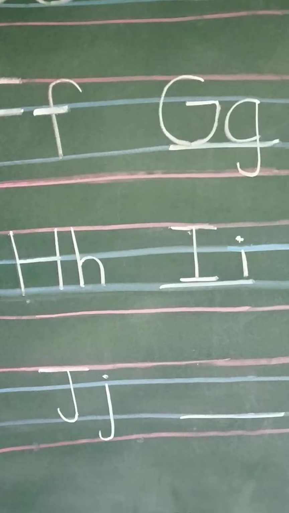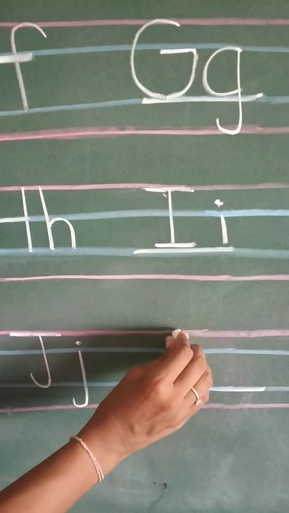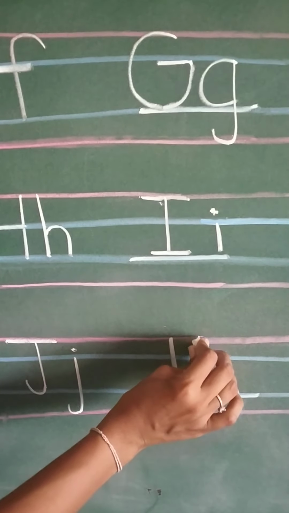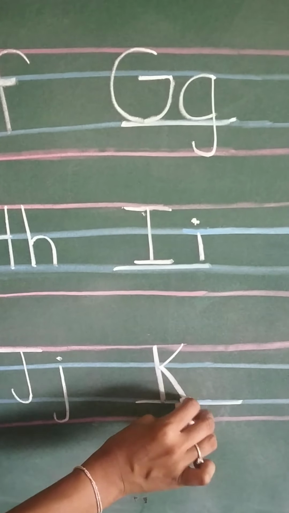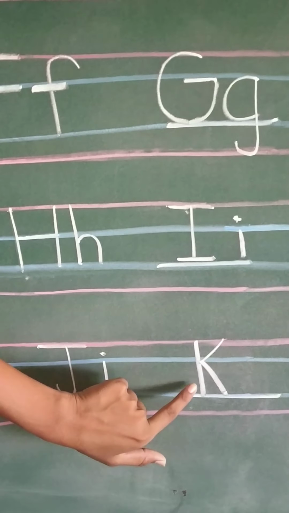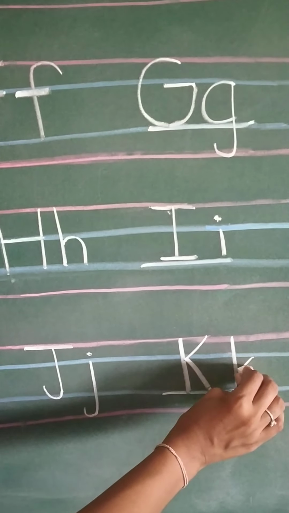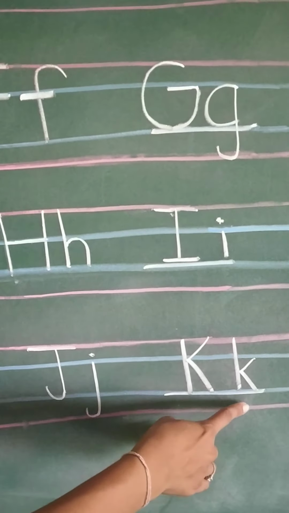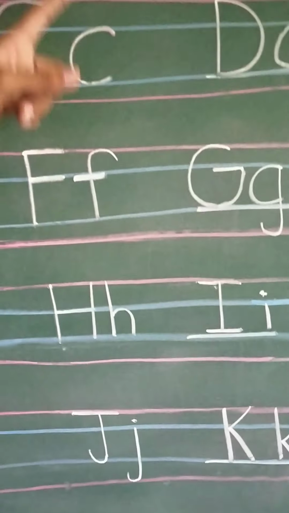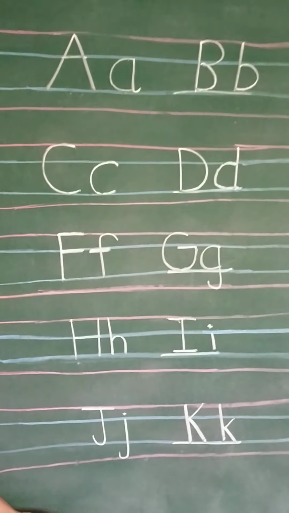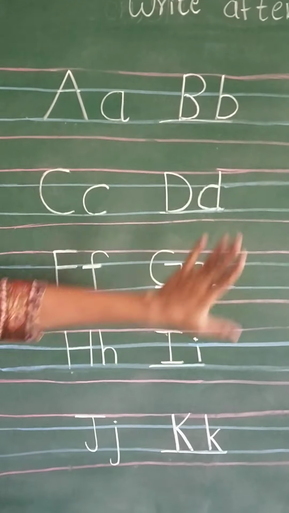Which letter? Letter K. Right here, standing line, slant line, again slant line. Which letter is this? Capital K. Now small k. Standing line, slant line, slant line. This is small k. You have to write here down. Okay? I don't have space, so I will write here.